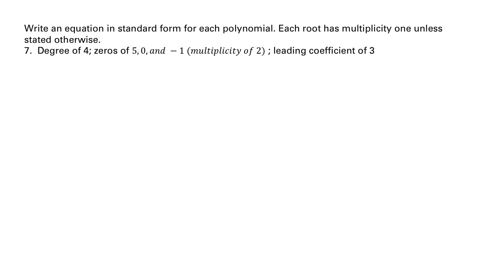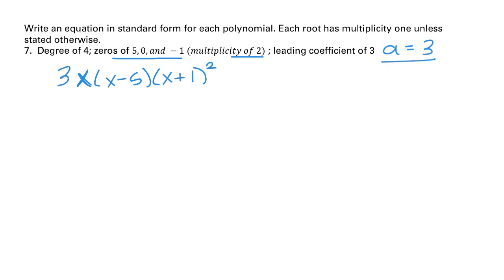All right, another example, degree of 4. Zeros 5, 0, and -1 with a multiplicity of 2. Leading coefficient, that's the a value, is 3. I'm going to go ahead and write the factors. So I have x minus 5. If 0 is a zero, then the factor would just be x, or x minus 0 is just x. I went ahead and put that in the front. I think it looks better in the front when you have just the x by itself. And then x plus 1 squared because it says multiplicity of 2. Leading coefficient is 3, so I'll throw a 3 in front. And then we just have to multiply it out, put it in standard form.